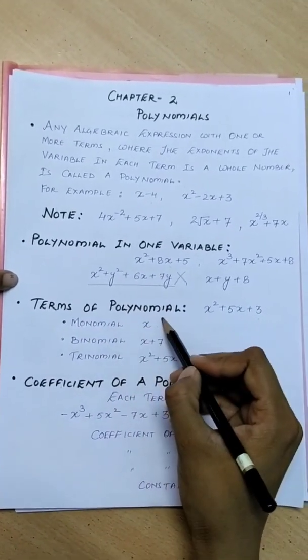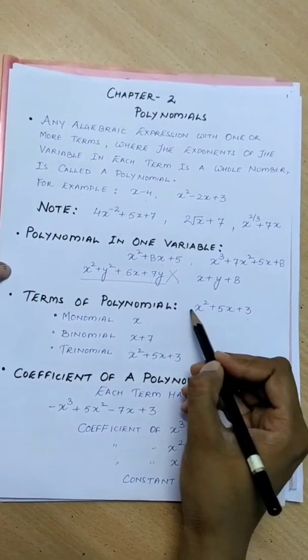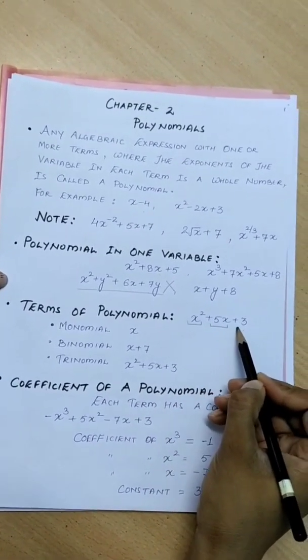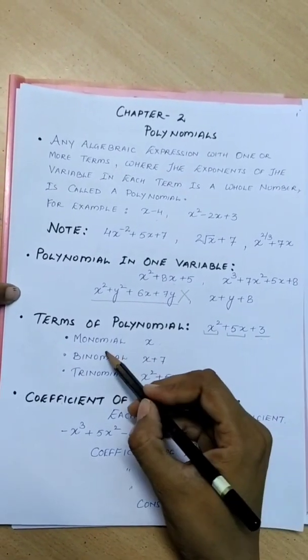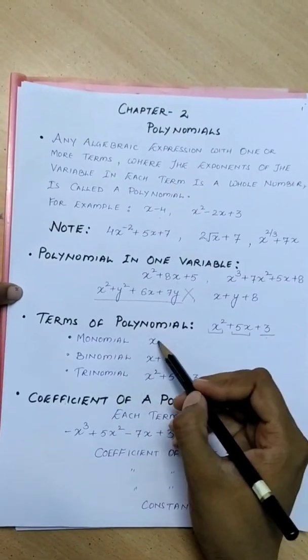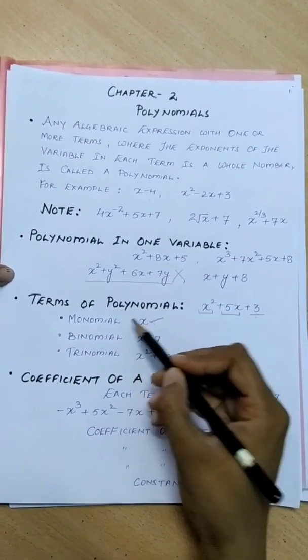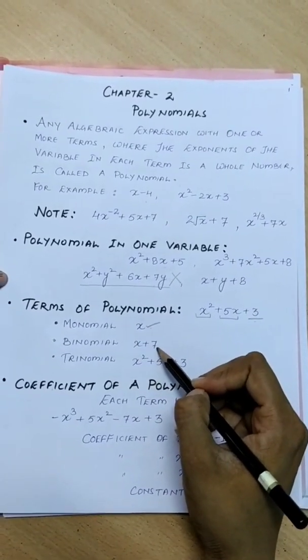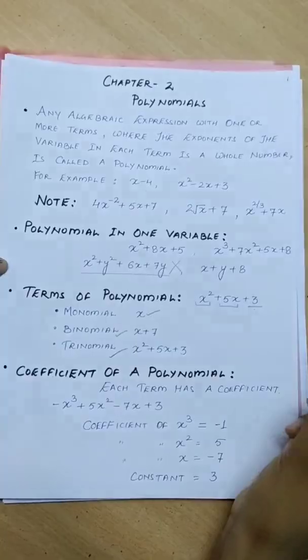Terms of a polynomial. In this polynomial, this is a three-term polynomial. This is the first term, this is the second term, and this is the third term of the polynomial. If we are talking about the monomial, monomial means a polynomial having a single term. Similarly, if a polynomial has two terms, it is a binomial. If a polynomial has three terms, it's a trinomial.